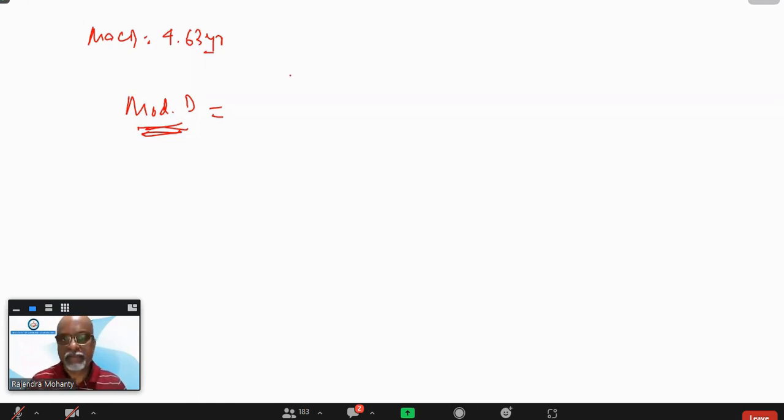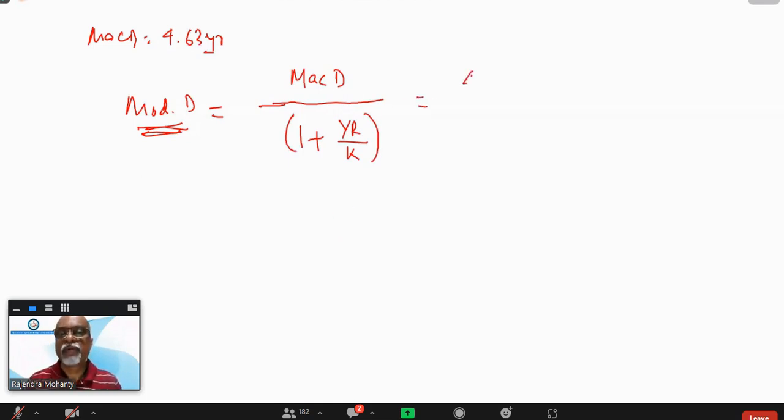The modified duration formula is, you write it down, don't ask me again. I'm just writing the formula. After 5 minutes you will again ask what is the formula. I cannot explain again, there is no time. Already I have taken a lot of time. MAC duration divided by 1 plus yield rate divided by K. Now MAC duration we know is 4.63. Here also we know the yield rate is 0.045.